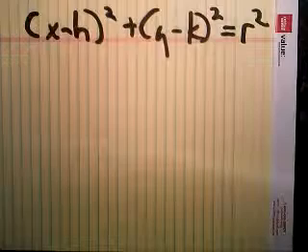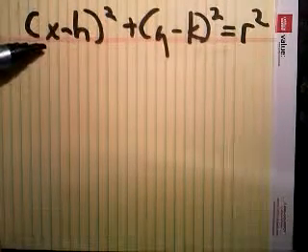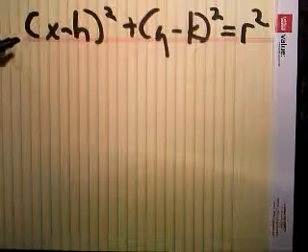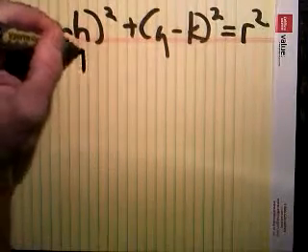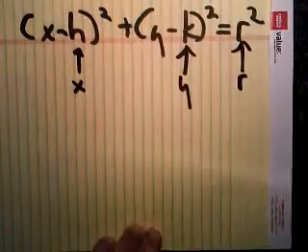But let's start off with this equation right here that I'm pointing at. It is the equation of a circle, with this being the x-coordinate, this being the y-coordinate, and this right here being the radius.